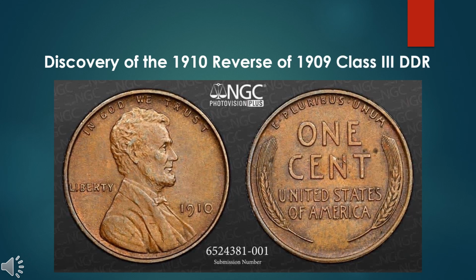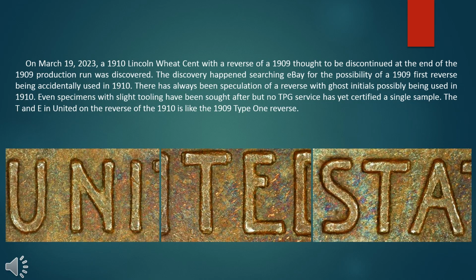These diagnostics are also used in verifying the 1910 reverse of 1909 Class III DDR. Dr. Wiles has also labeled this as a transition reverse because this die was to be a 1-year usage and should not have continued into proceeding years. On March 19, 2023, a 1910 Lincoln wheat set with a reverse of a 1909 thought to be discontinued at the end of the 1909 production run was discovered. The discovery happened searching eBay for the possibility of a 1909 first reverse being accidentally used in 1910.